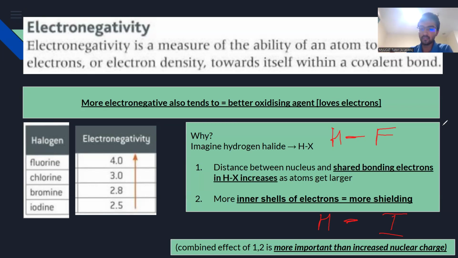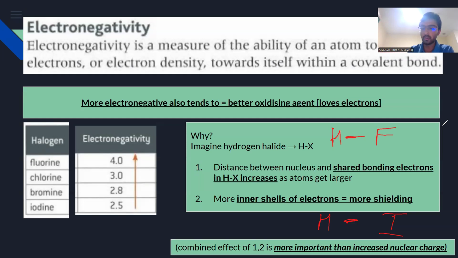And as we have far more outer shells of electrons, the first change you're going to see is that the distance between the nucleus, so the positive nuclear charge that is doing the attracting of the electrons, and the bonding pair is going to get further away. So the distance between the nucleus and the bonding electrons is going to get further away. And we've also got more inner shells between them. The reason the distance is getting further away is because we've got these additional shells.